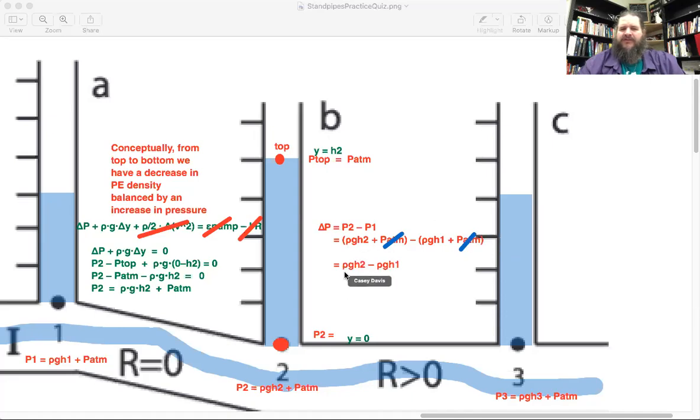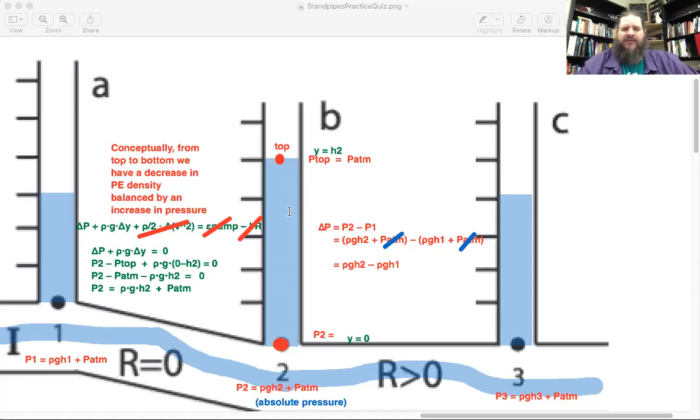What's left, the rho GH2 and the rho GH1, are what's often called the gauge pressure. The idea is that if the rho GH2 or rho GH1 plus P atmosphere, that is plus 101 kilopascals, is the absolute pressure. Absolute in the sense of this is what the pressure actually is. But if we ignore the pressure of the atmosphere, if we just look at the rho GH2, we're looking at not the actual pressure, but instead how much more pressure there is than the atmosphere.